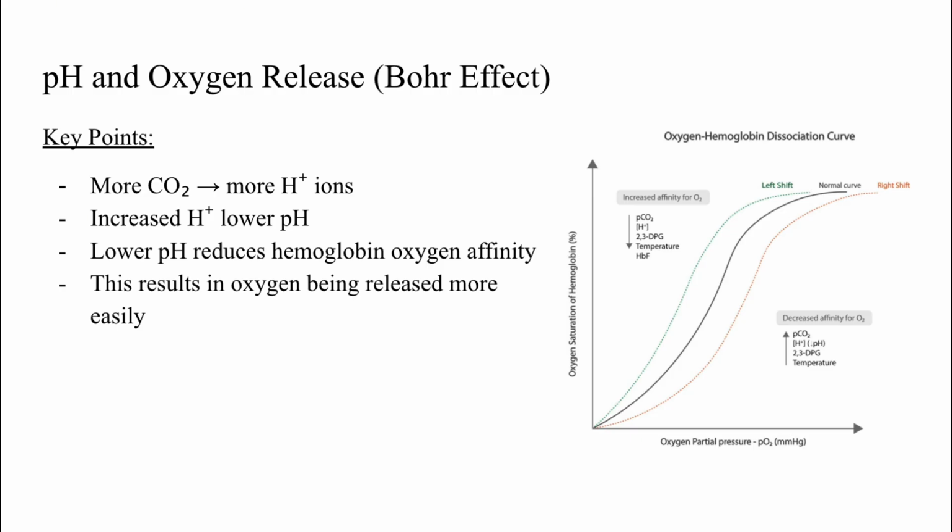Lastly, let's look at the effect of pH on oxygen release. This is known as the Bohr effect. The increase in hydrogen ion concentration from carbonic acid formation actually lowers the pH of blood in our systemic capillaries. This decrease in pH affects hemoglobin's affinity for oxygen. Lower pH actually stabilizes the T state of hemoglobin, which reduces its affinity for oxygen. As a result, oxygen is released more readily from hemoglobin in the tissues, where carbon dioxide production and acidity are higher. This phenomenon, like I stated in the beginning, is known as the Bohr effect.